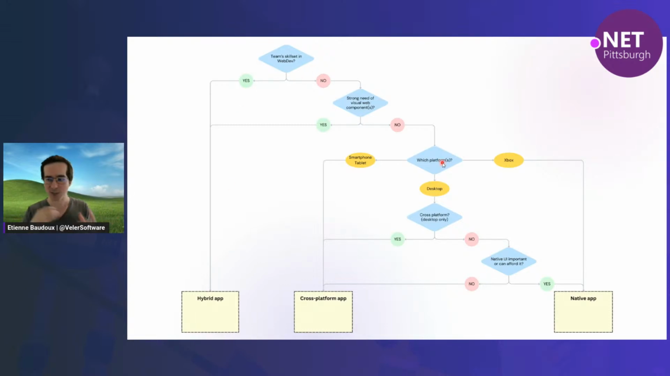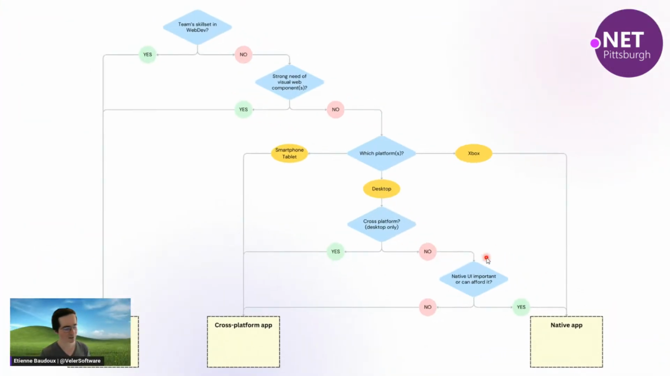And then otherwise, it kind of depends on what platform you target. If you target Xbox, you have no choice but to do a native app, which will be UWP. If you target smartphone or multiple desktops, so not just Windows, but also Mac and Linux, for example, consider cross-platform solutions, if possible. And if that's not the case, it depends, can you afford native UI or not? When I say this, I mean not even XAML, using just the .NET workload. If that's the case, go for a native app, otherwise cross-platform.